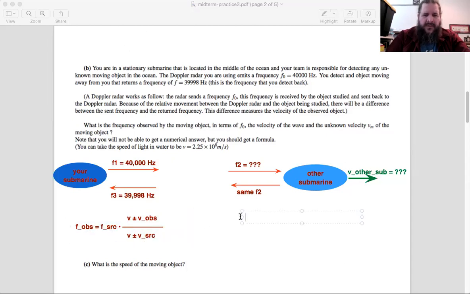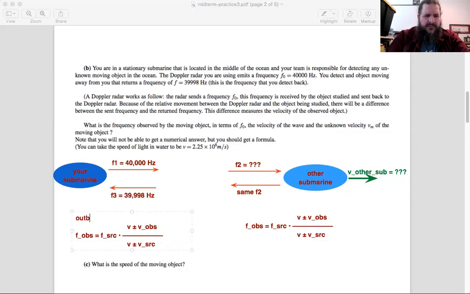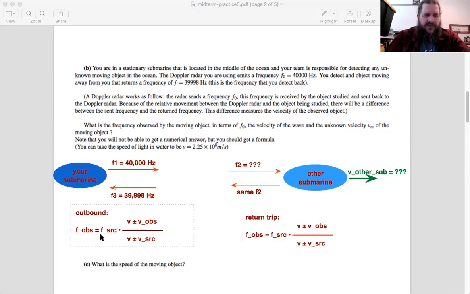And I'm going to make two copies of that because we have one for the outbound journey and one for the inbound journey. So let's try filling in as much of each of those as we can.